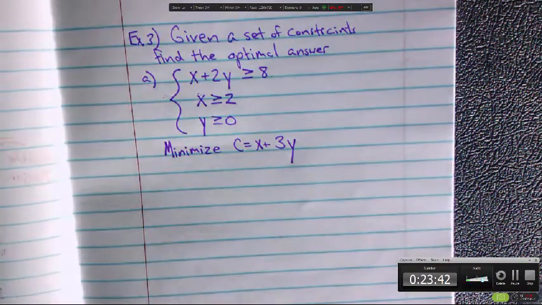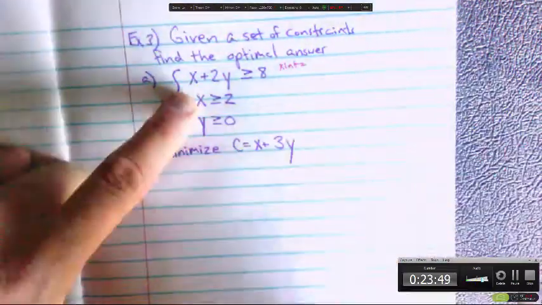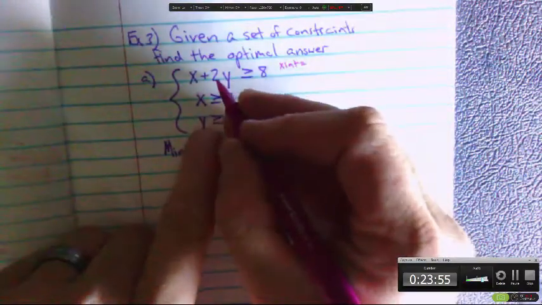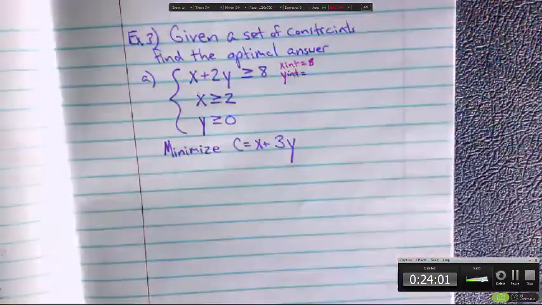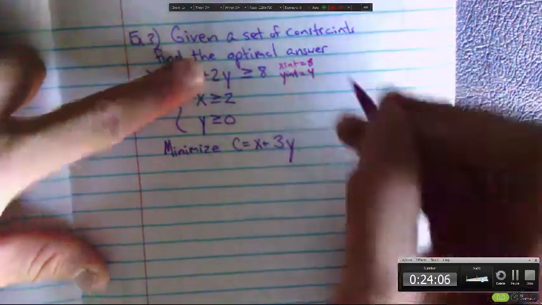Standard form, and since it's in standard form, we're going to use the x and y-intercepts to get the picture. We're asked to graph this. What's the x-intercept of x plus 2y is greater than or equal to 8? It would be 8. You plug 0 in for y, 2 times 0 goes away, and you get x equals 8. The y-intercept, you plug 0 in for x, divide by 2, and the y-intercept is 4.